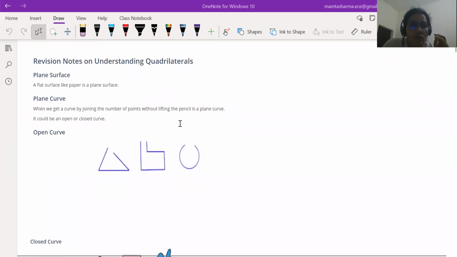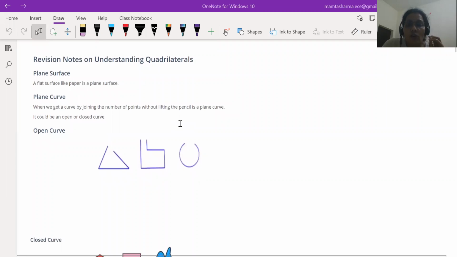Now we will see. First of all, we will see the plane surface. What do you mean by a plane surface? Maybe it doesn't have any angles, it is a flat surface. Flat surface is a plane.